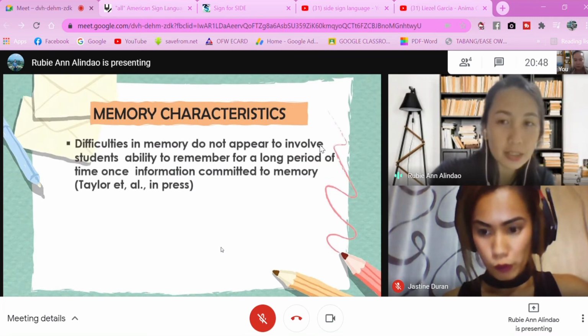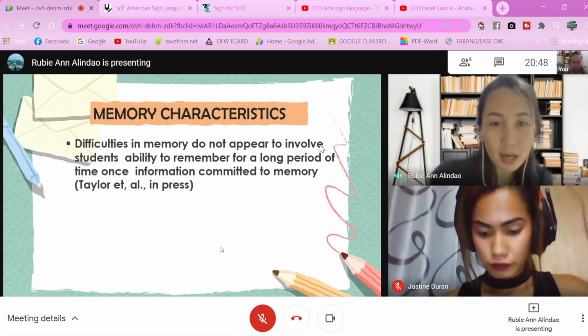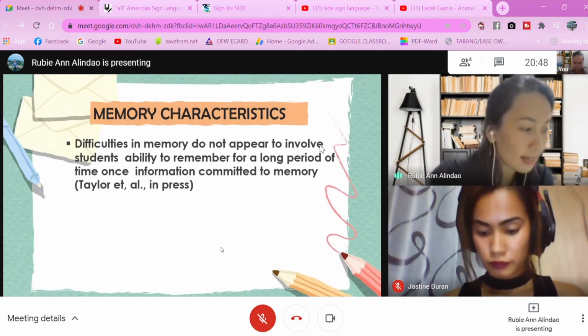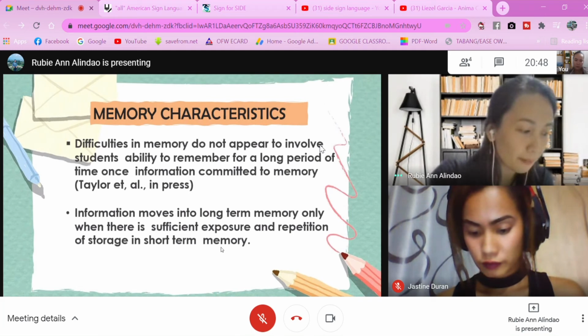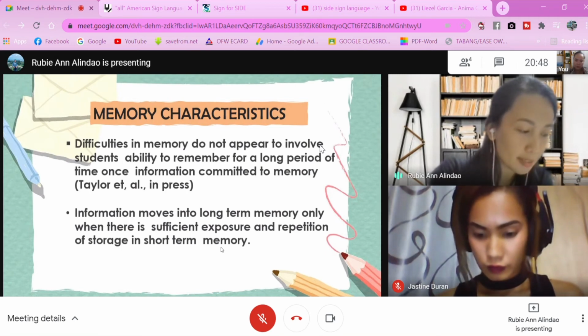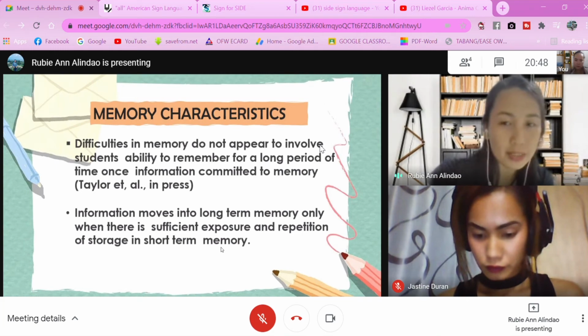Difficulties in memory do not appear to involve students' ability to remember for a long period of time once information is committed to memory. Next, information moves into long-term memory only when there is sufficient exposure and repetition of storage in short-term memory. An example is remembering the name of a person without writing it down, which generally requires the learner to name and repeat it several times, perhaps associating the name with the person's face.